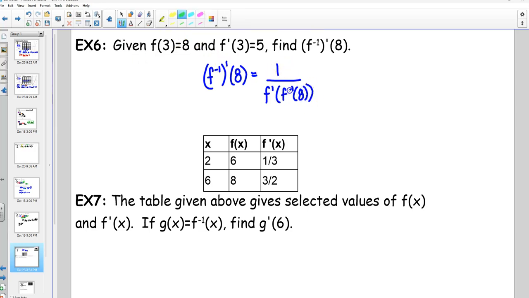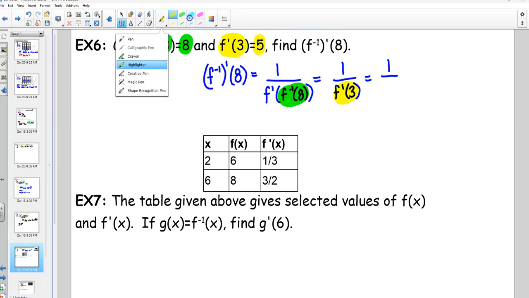So you would be looking for f inverse of 8 first. To find f inverse of 8, you're looking for where your y value is 8, and you're looking for the x value that goes with it. So what's f inverse of 8? 3. Then f prime of 3 is given to you. What is f prime of 3? It's right here. It equals 5. So we just replace this with 5.